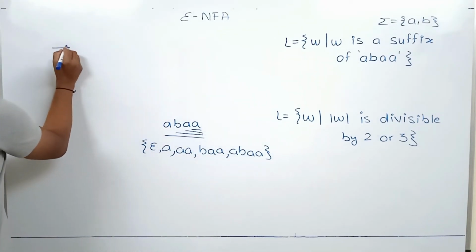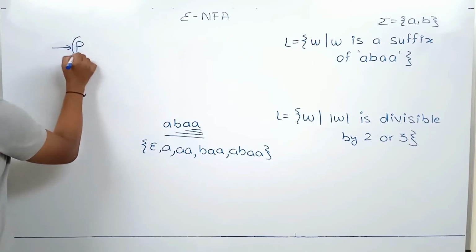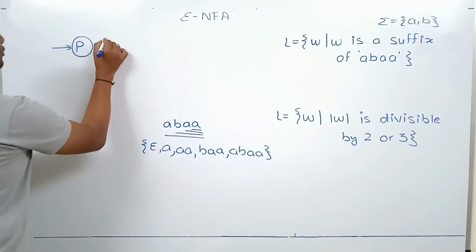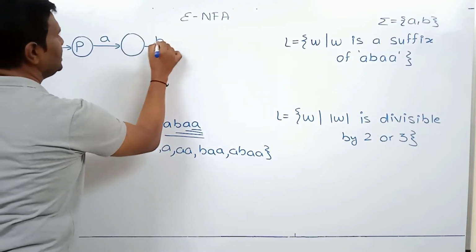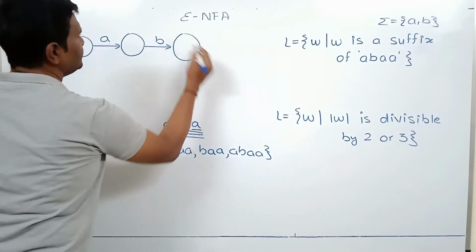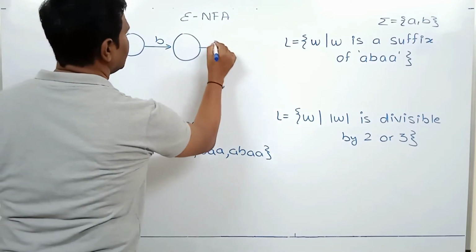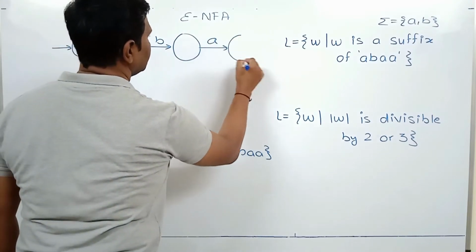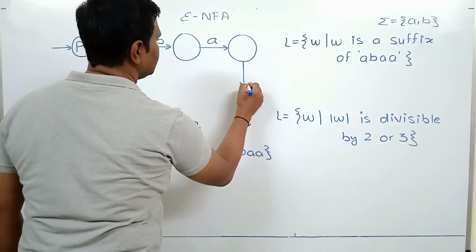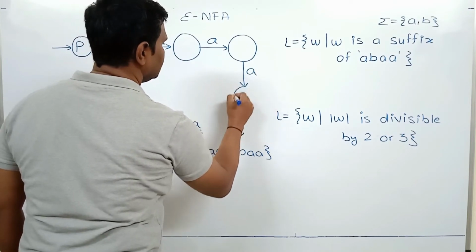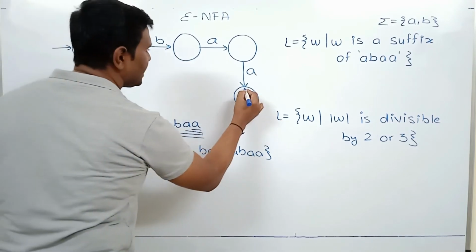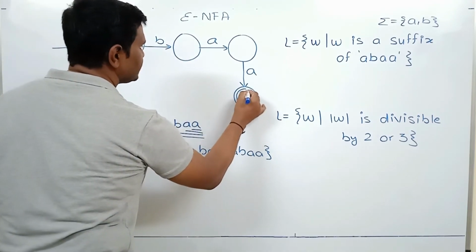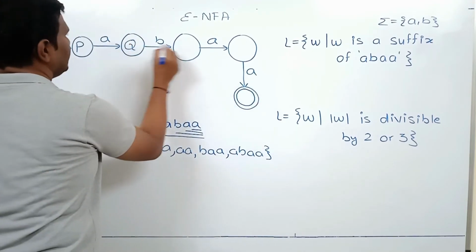So consider initial state P. Now from here we have to process A, B, A, and then A. Now this NFA should accept ABAA. We mark this state as final state. We will name the states also.